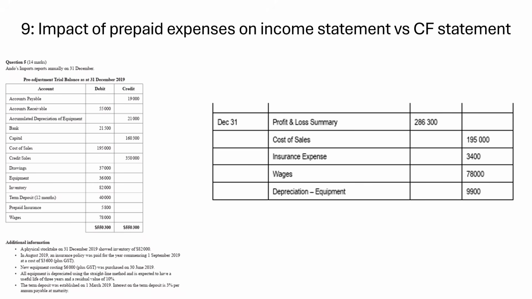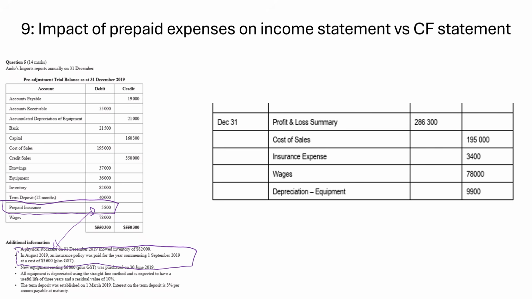Tip 9, when we've got prepaid expenses, you need to basically look, did we have any balance at the start? So if we look here, $5,800. There's no insurance expense in this pre-adjusted trial balance. So we need to work out how much is being consumed. We go downstairs and we find that we've paid an insurance policy for $3,600.